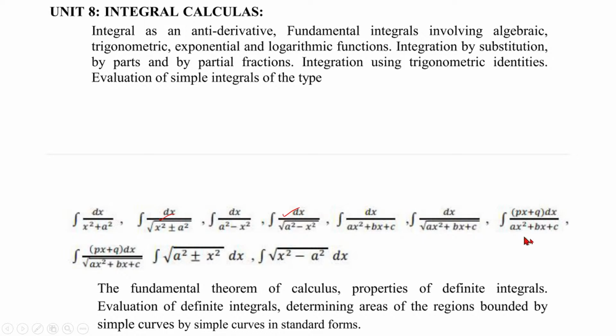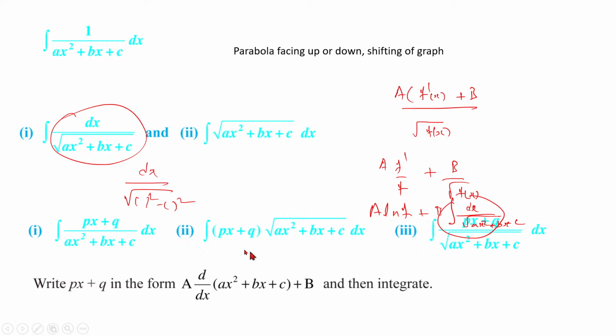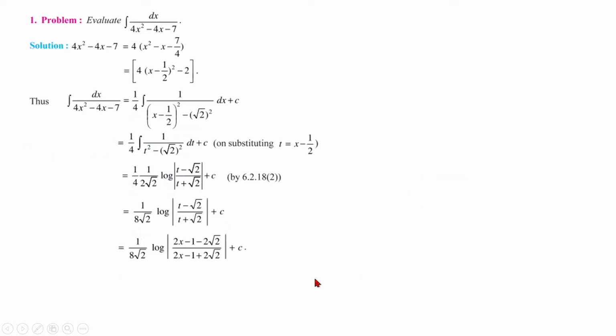This one, what did you do? No, this is not partial fraction. This is the numerator; we express this linear function, px plus q, as something into the differential of the denominator plus a constant. This is a linear function, this is also a linear function. We first found A and the remaining part we adjusted in B. Agree?